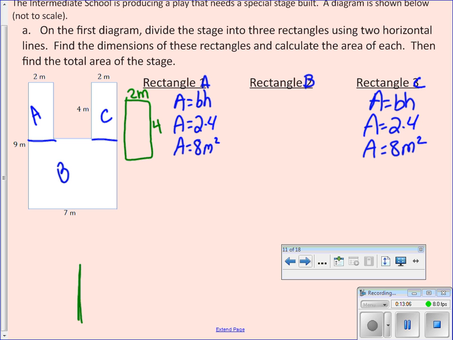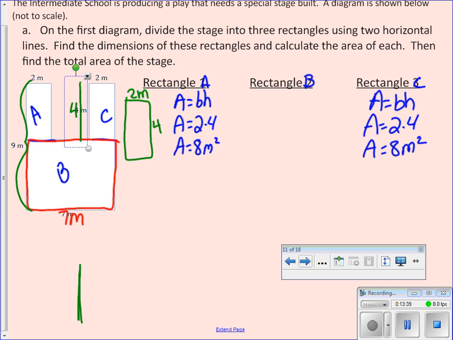So now let's take a look at shape B. This big rectangle at the bottom. I see that my base is 7 meters, but I have to figure out my height. I see a 9 over on that side. But is that 9 the height for that red rectangle? No, 9 is for the whole thing. So if we said before that that's 4, if I bring it over, the top part is 4, and the total is 9, how much is the bottom part?